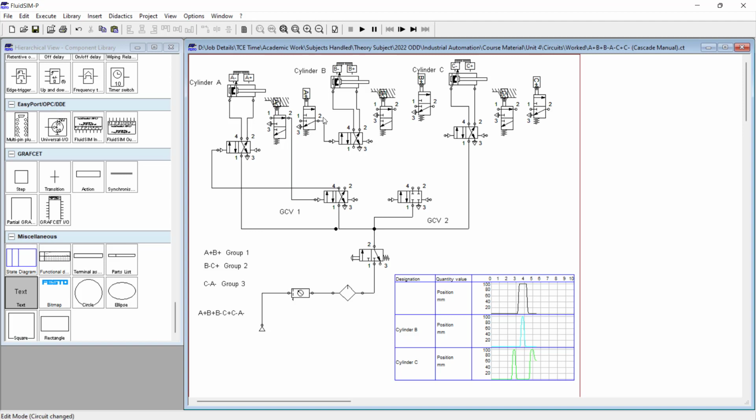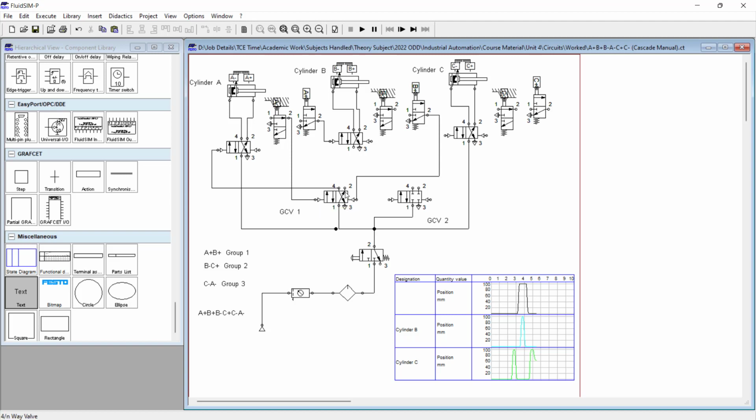After A cylinder extends, B cylinder needs to extend. This connection needs to be given. After B cylinder extends, the group needs to be changed. From the B cylinder extension you get the input signal, so this will change the power line. Therefore, group changing valve position 1 will be changed to position 2.